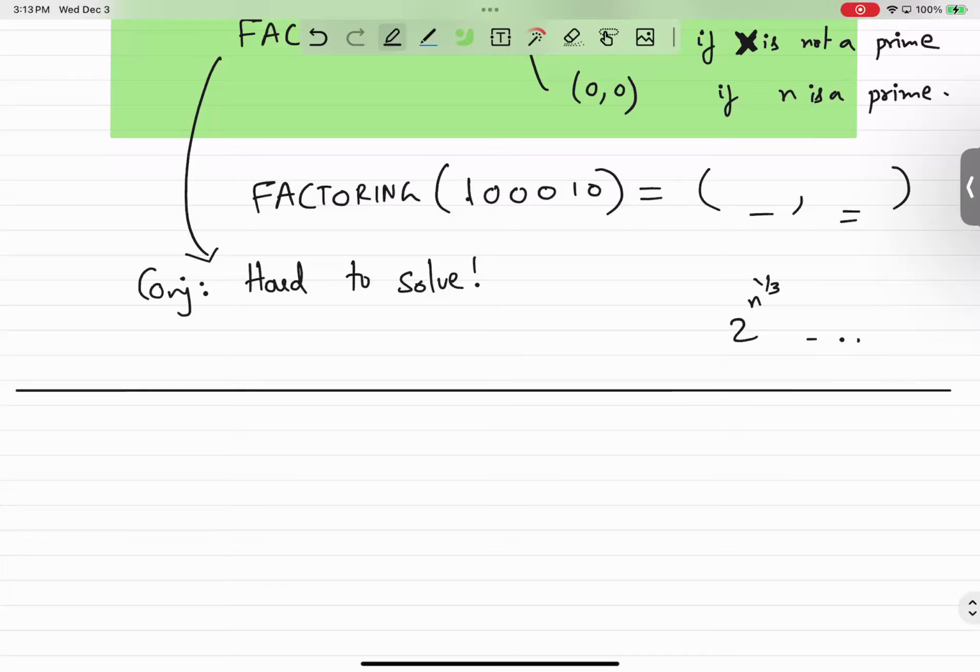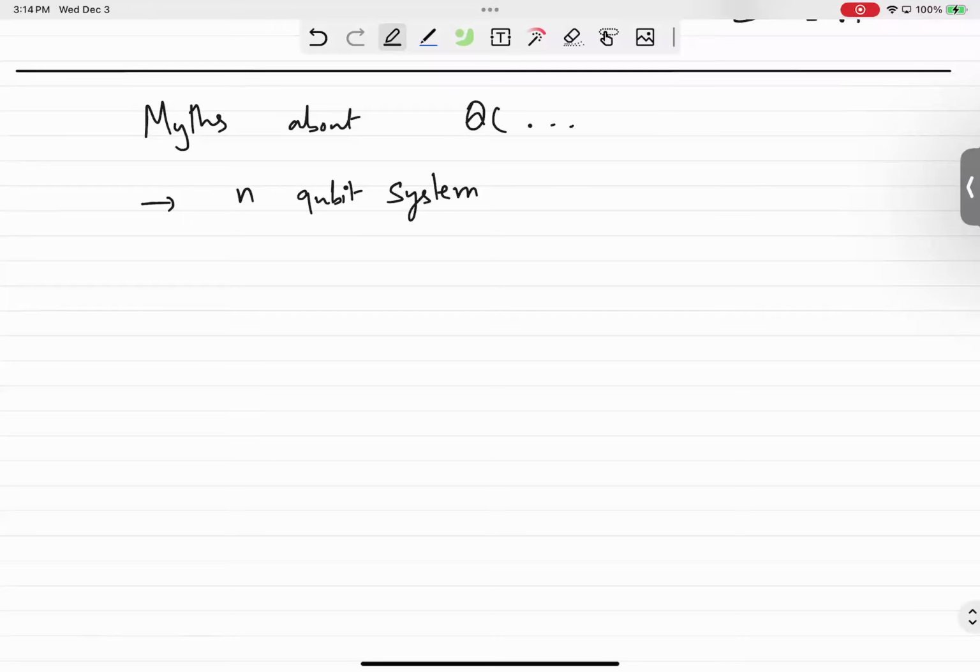Okay. And then there are all kinds of myths about quantum computing. So the first myth, which is based on some fact, is that if I have an n-qubit system, that has 2 to the n basis states. So this is basically something like alpha_x times x, where x is a string in {0,1}^n.